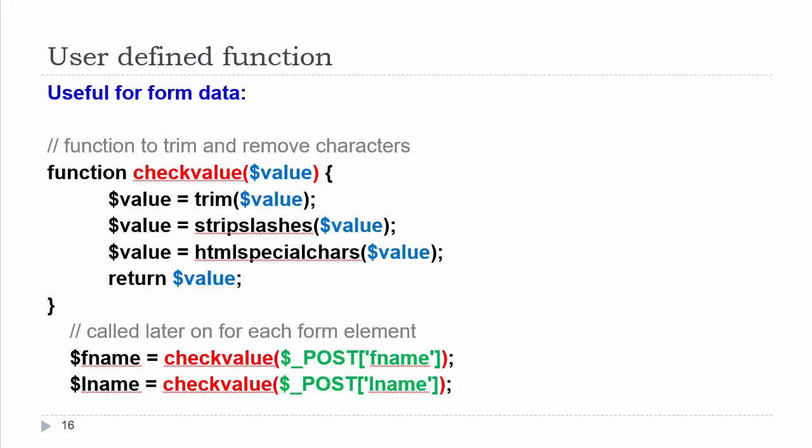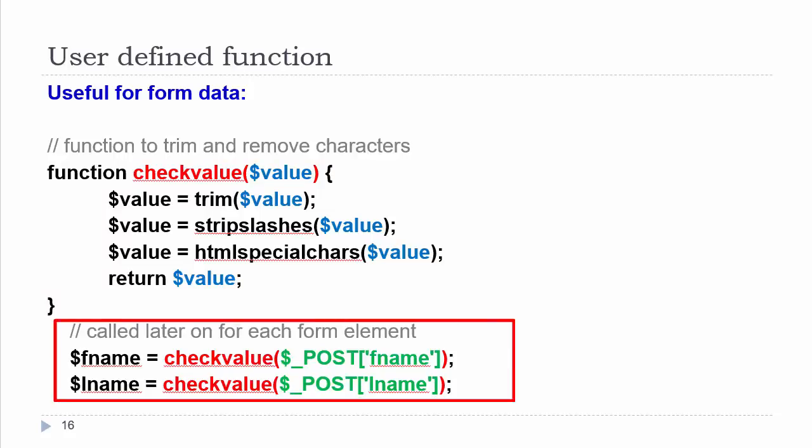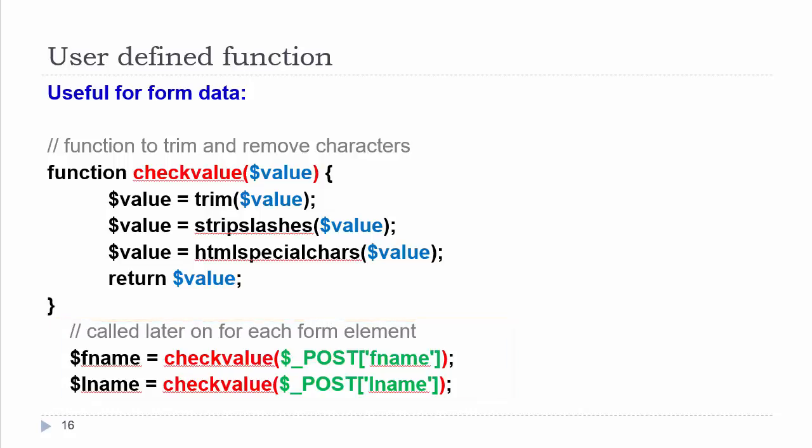So if you look at the bottom of this slide here, where this function is called, we have the check value, and the value it's checking is coming from our form element, $_POST['fname'], because the usual procedure is to retrieve that value and store it in a variable. So before we store that value in the variable, we will first trim it, strip slashes, and execute htmlspecialchars all at once by essentially using the check value function.